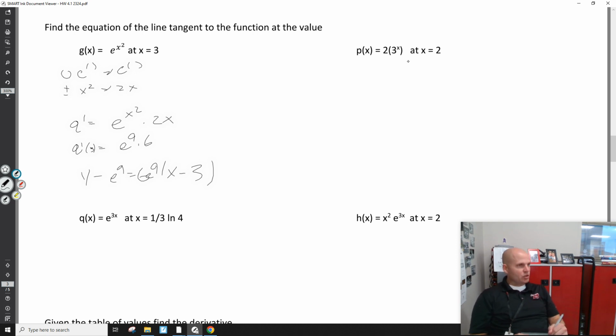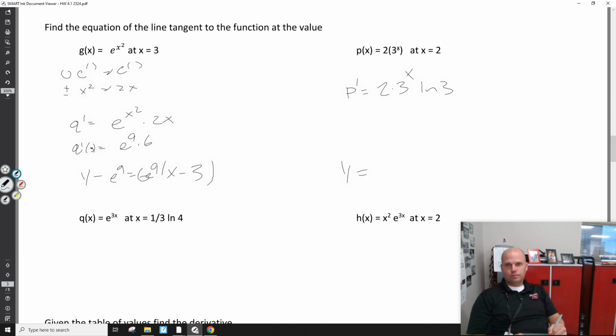Don't multiply this 2 and this 3. Don't think it's a product rule because it's not x's times x's. Just take the derivative of the 3 to the x, which is 3 to the x log 3. Leave the constant 2. You can't multiply the 2 and the 3. Order of operations. This is not the same as 6 to the x. Don't think that it is.